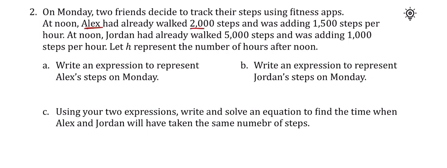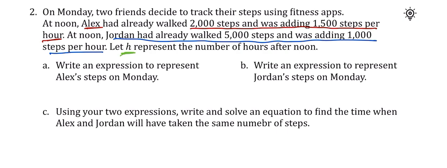So let's just underline the important information. Alex had 2,000 steps and was adding 1,500 steps per hour. Jordan, on the other hand, had already walked 5,000 steps and he was adding 1,000 steps per hour. The other thing is H is the number of hours since noon.